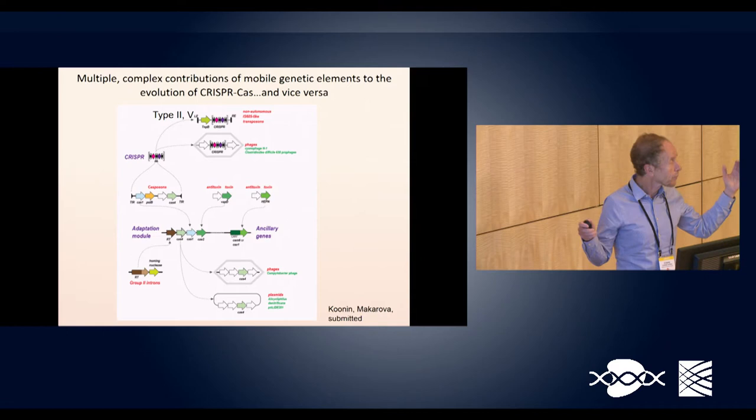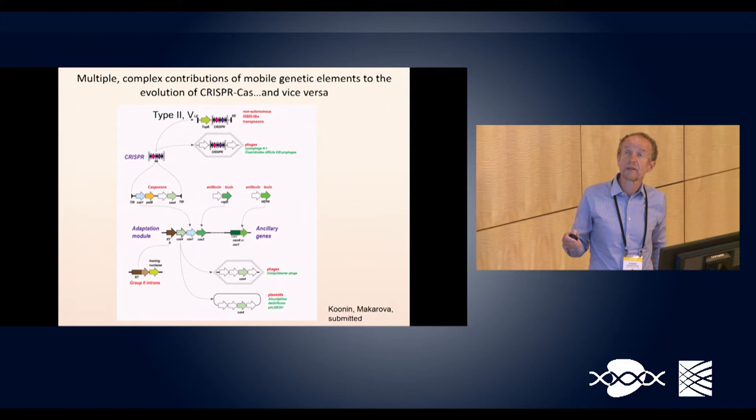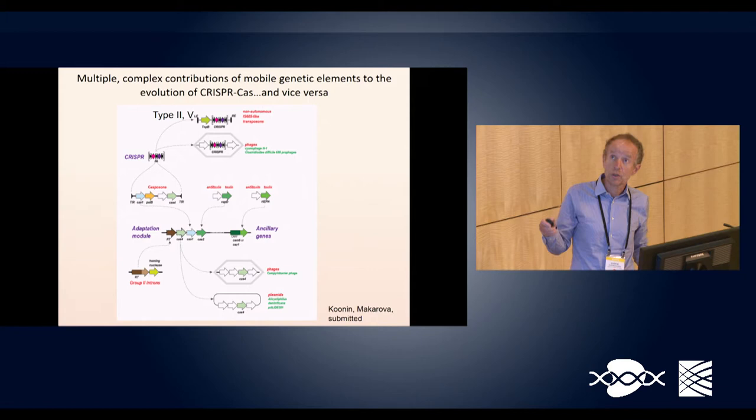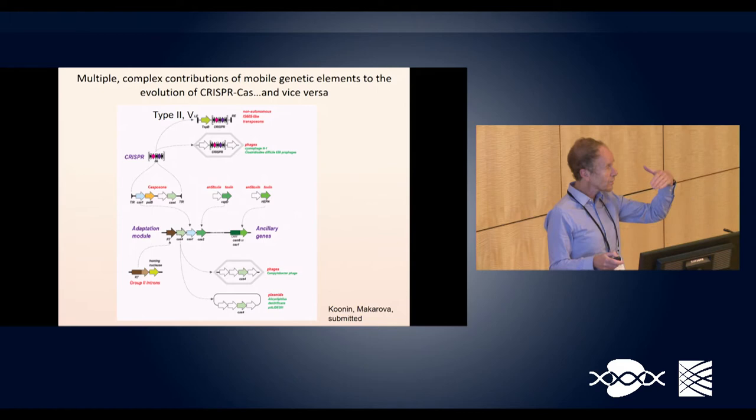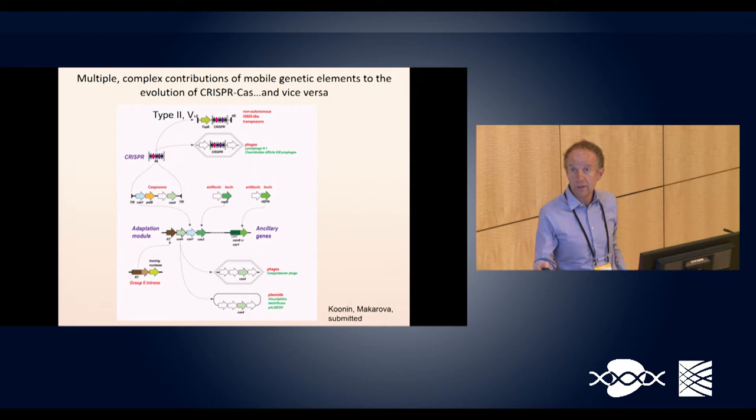All right. So that was my way of introduction. That was all pretty much published recently. And now I will go to my main subject, and that is multiple, highly complex, diverse contributions of mobile genetic elements to the evolution of CRISPR-Cas systems. And unexpectedly, also the reciprocal contributions of CRISPR-Cas systems to the evolution and functions of various kinds of mobile elements. So this slide shows you a brief and incomplete overview of these contributions, and then we will go into some details in the next several slides.